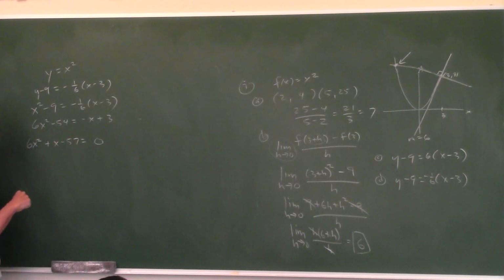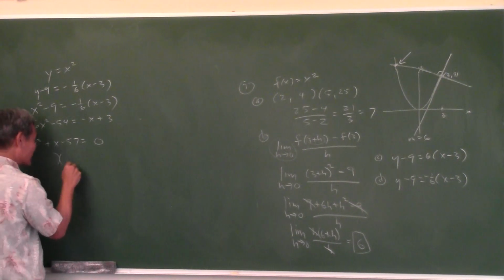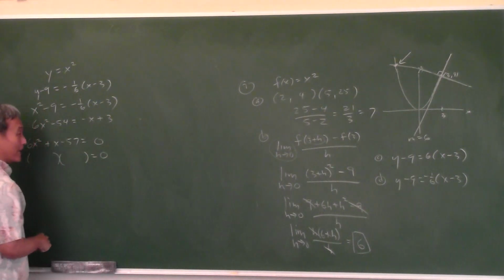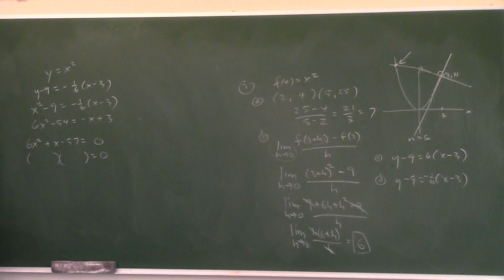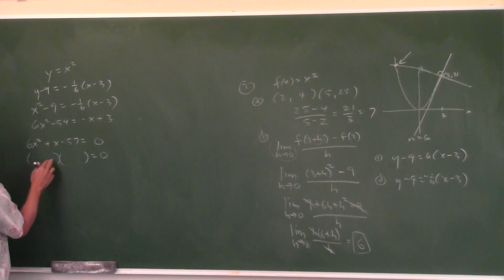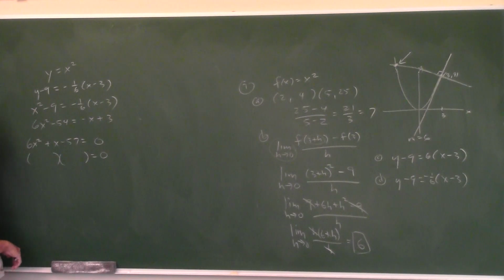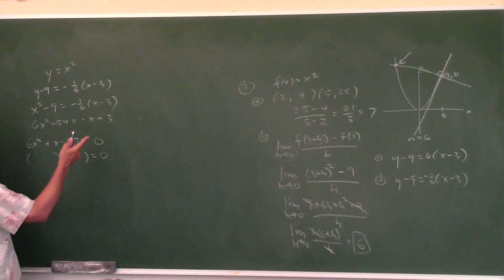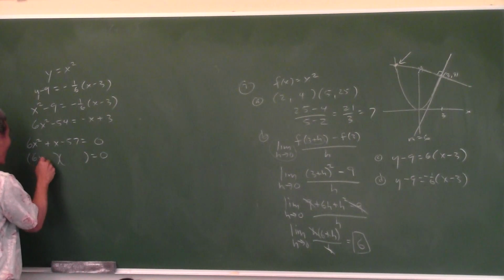Now, is this factorable? Yes. Or do you have to use the quadratic formula? Yes. It has to be factorable. In fact, if you're smart, is it 6 and 1 or 3 and 2? Okay, we're not thinking. We're not thinking. Okay? It's 6 and 1!